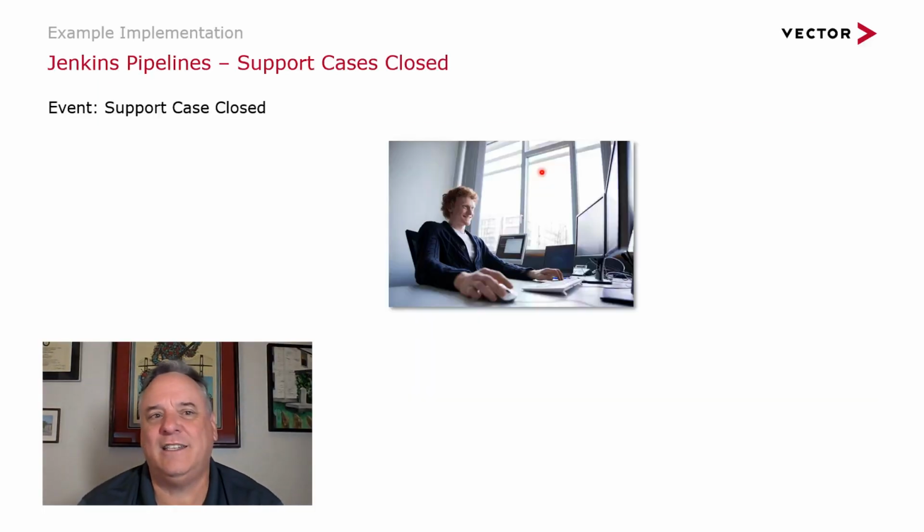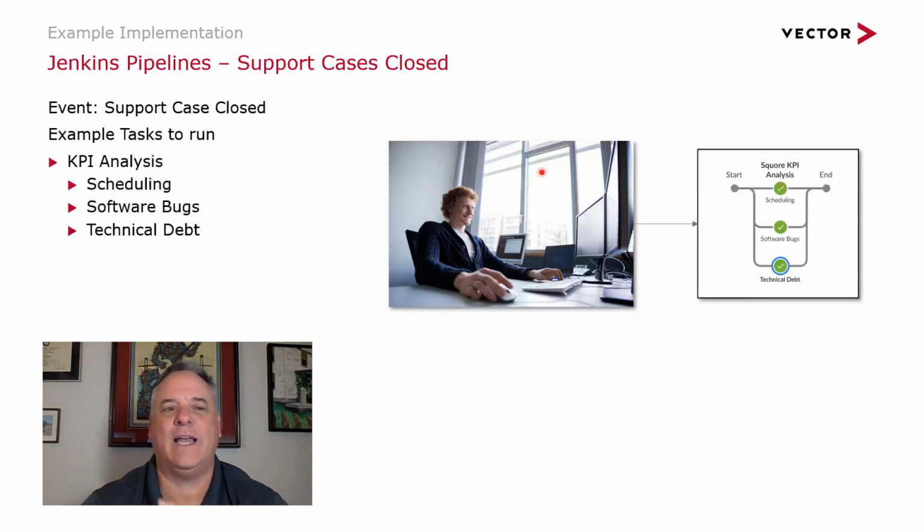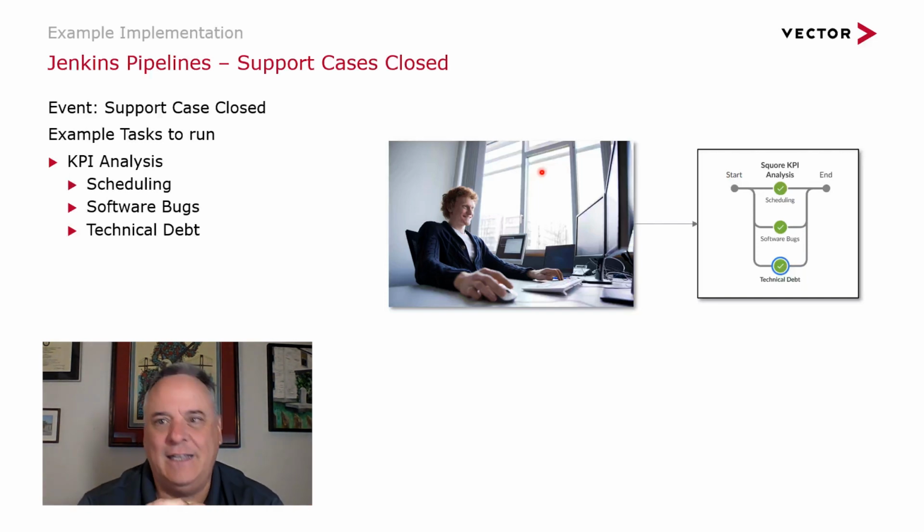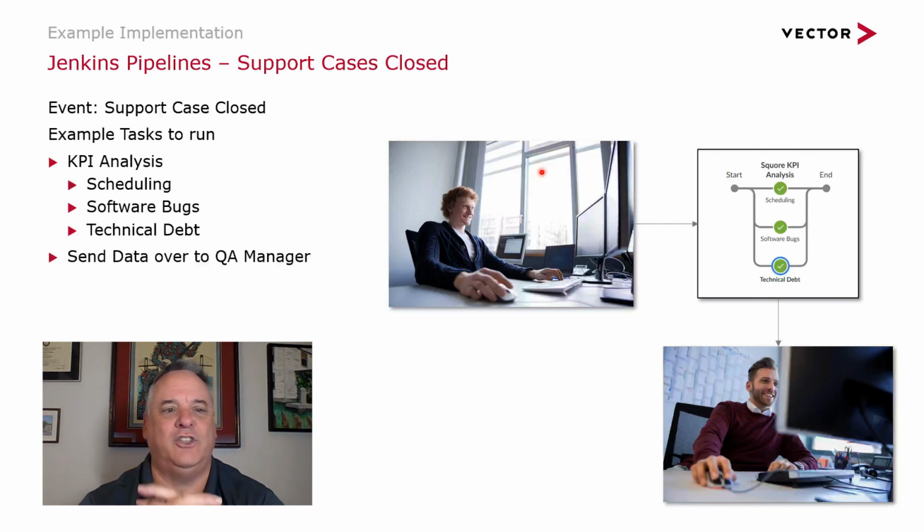So let's look at this as a Jenkins pipeline example for support cases being closed. So in this event, the engineer here, he's all happy. He's closed his support case, and he triggers that going out to the continuous test machine. Again, it's going to do the scheduling and update the software bugs and recalculate all the technical debt. And he's going to send that over to the QA manager. That'll be automatic. This QA manager is obviously happy. We're getting rid of software bugs and making his KPIs look good.